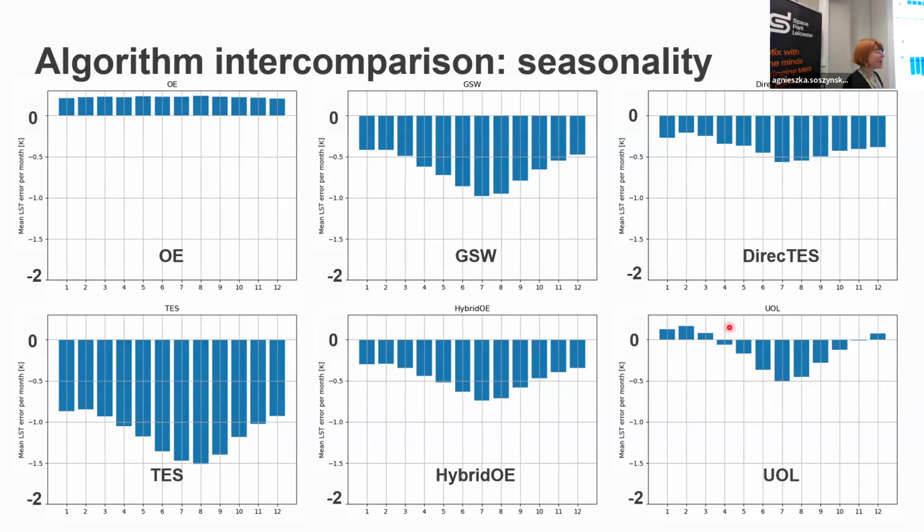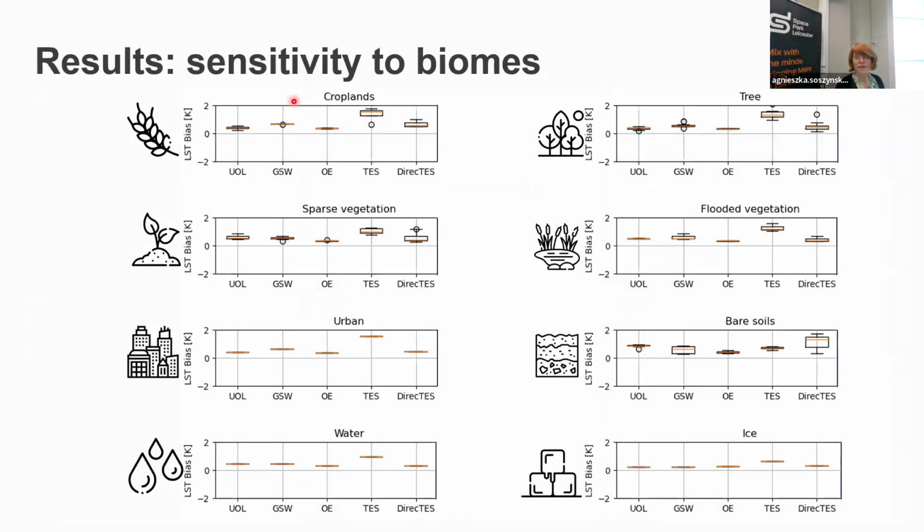So if you just average, that will give you a very good average because it's near zero, right? But these are errors which can be hidden. Then if you have TES, you see there is a bias, there is a seasonality, but it's hidden. It's always negative in that direction. And on the other hand, OE has a consistent bias, slightly positive, but it's consistent. And now the last thing I'd like you to remember from that is that they are also differently sensitive to land cover.